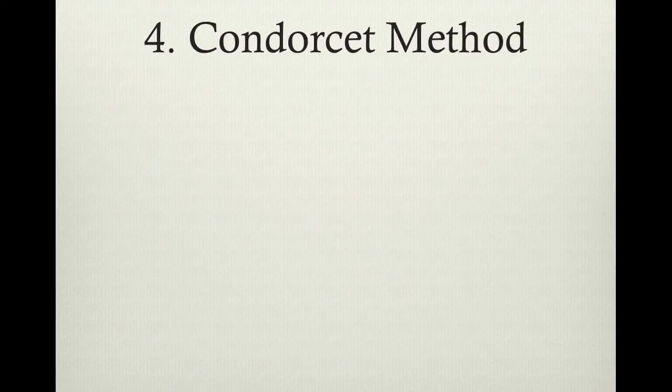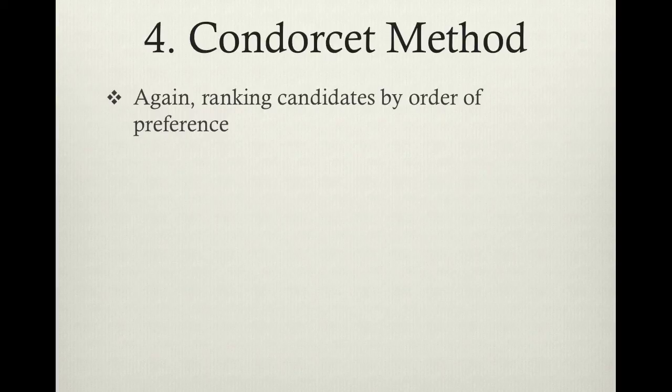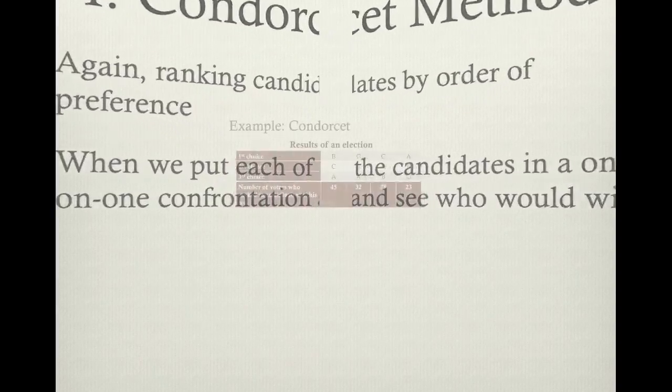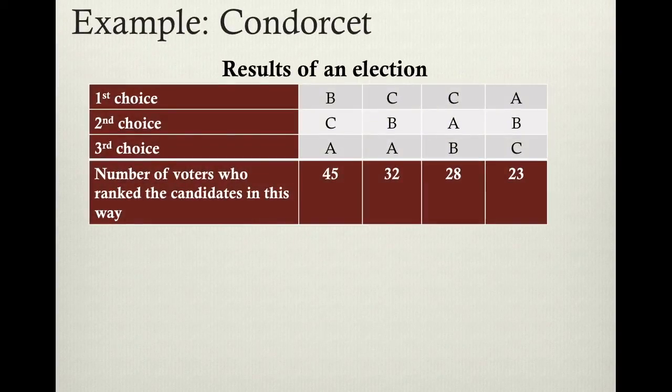The fourth method is called Condorcet Method. Again, we are ranking the candidates by order of preference, so how we prefer them first, second, third kind of thing. However, in this case, we're putting them in a one-on-one confrontation. So we're putting each candidate head-to-head and seeing who would win. So same thing here, I have my 3 candidates, A, B, C, but now we're going to put them one against the other. So A versus B, A versus C, and B versus C.